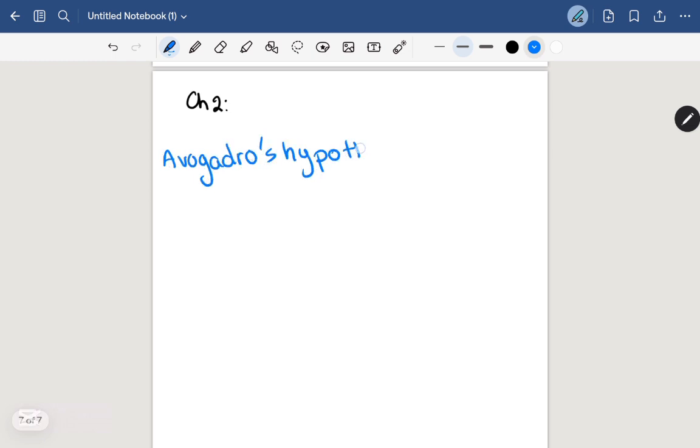hypothesis. Now, Avogadro is a very important scientist. Without him, I'm pretty sure you guys would be happier without him and his hypotheses, okay? We would not have chemistry as it is today. Okay, what did Avogadro do?